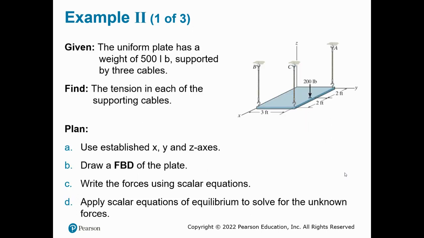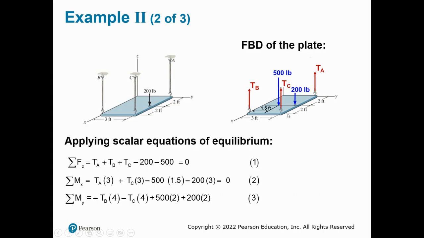Next example, we have a plate held by three cables, and then there's a 200 pound external force. The weight of the plate itself is 500 pounds. First, let's take a look at the free body diagram. All of the forces are vertical. You have your TA, TB, TC, and then the weight in the middle, 500 pounds, and then the external force, 200 pounds. We can write our equation.